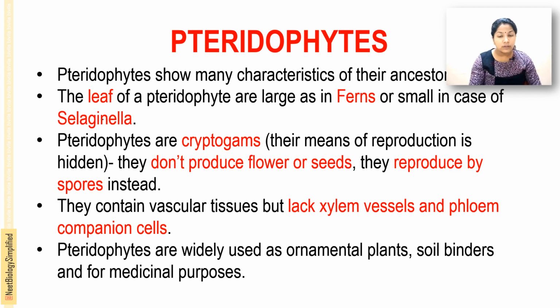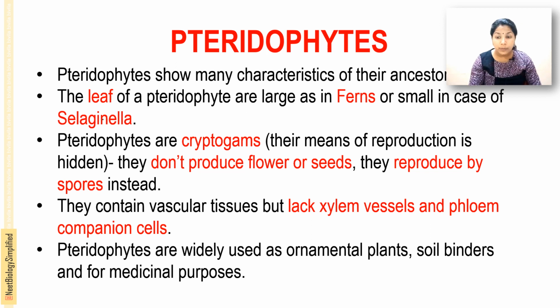Cryptogams means their mode of reproduction is hidden. They do not produce flowers, fruits or seeds.